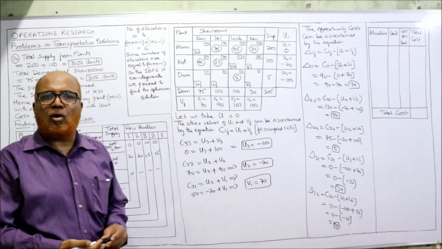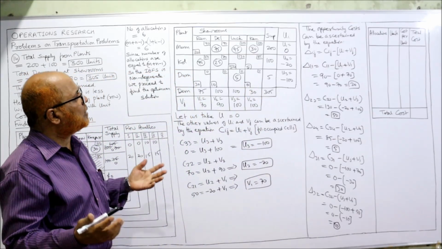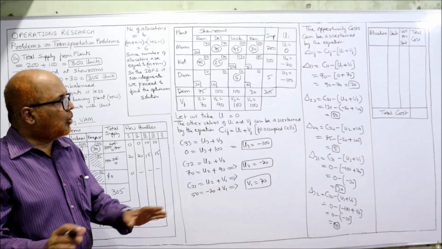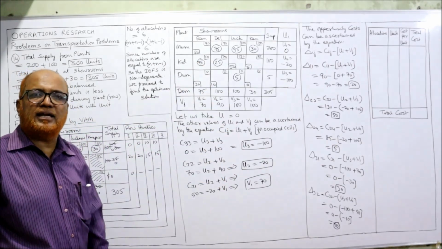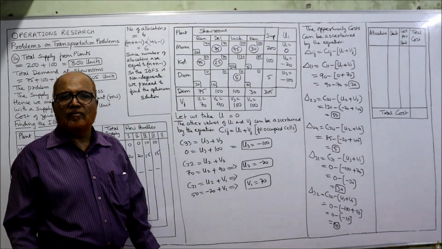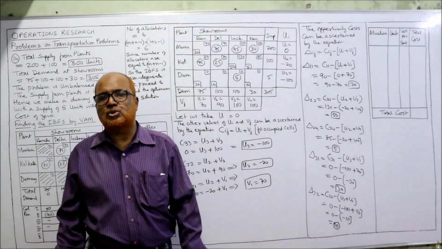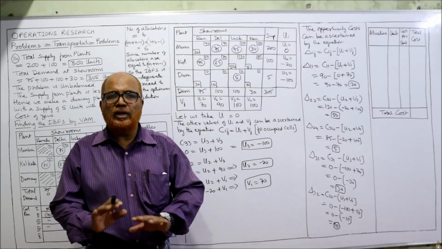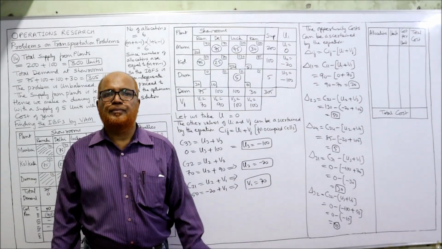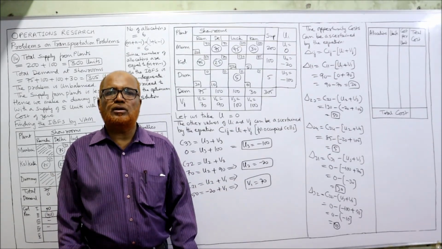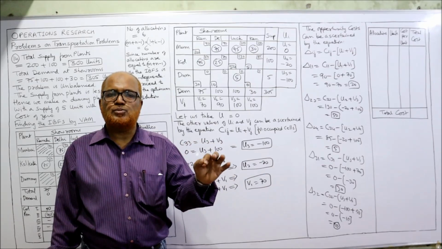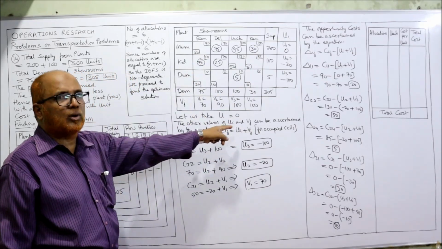So you can see all the opportunity costs are positive. We don't get any negative opportunity cost. When all the opportunity costs are positive, we reached the optimum solution. No need of changing the solution. We reach the optimum solution and will get the minimum transportation cost from this allocation.